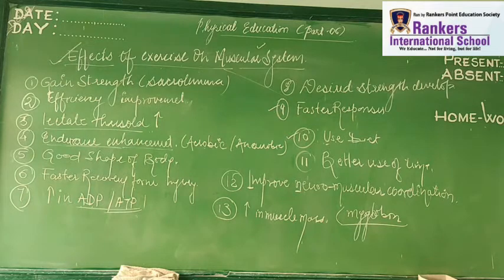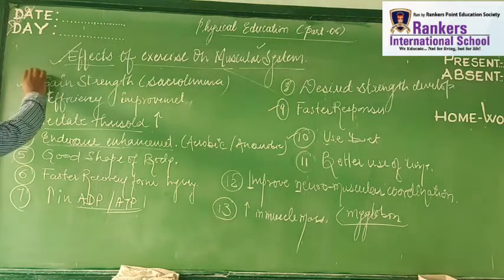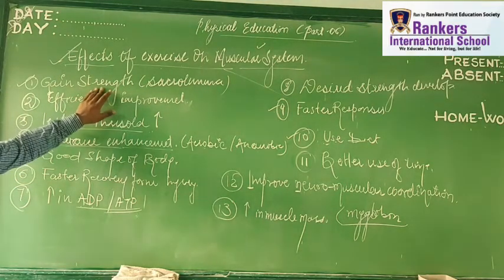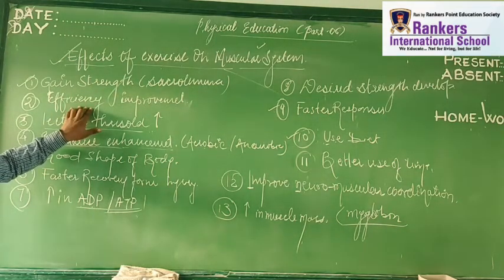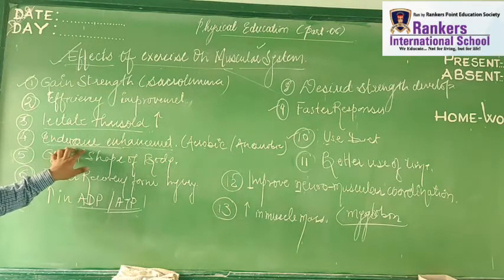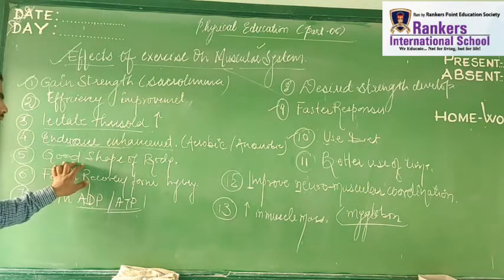understood properly. Basically, what I want to say here is that these are the effects on the body of a good muscular system. The very first point is gain in strength. It means the sarcolemma, which is the covering of muscle, will enhance. Efficiency will be improved. Lactate threshold will be improved. Endurance enhancement means both aerobic and anaerobic endurance will enhance. Your body will get a good shape.